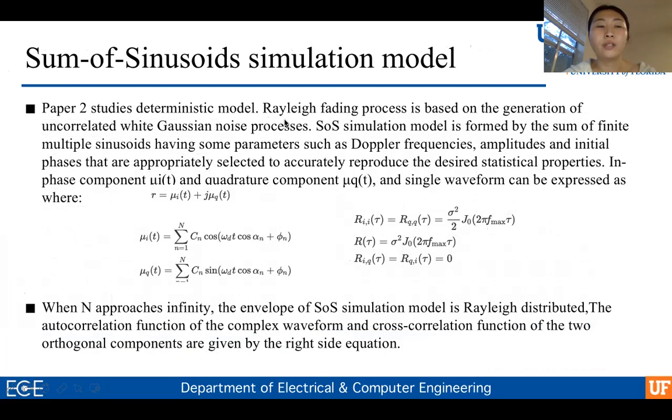And paper two studied the deterministic model. The Rayleigh fading process is based on the generation of uncorrelated white Gaussian noise processes. The SoS simulation model is formed by the sum of a finite number of sinusoids having parameters such as Doppler frequency, amplitude, and initial phase that are properly selected to accurately reproduce the desired statistical properties. The in-phase component mu I and quadrature component mu Q of a single waveform can be expressed as given here. The waveform can be divided into quadrature and in-phase components. When N approaches infinity, the envelope of the SoS simulation model is Rayleigh distributed. The autocorrelation function of the complex waveform and the cross-correlation function of the two orthogonal components are given by the equations on the right side.